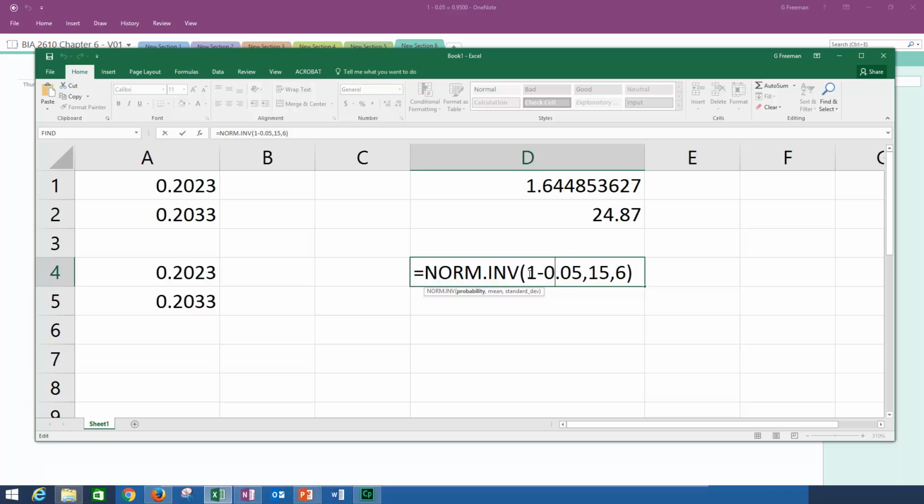But you've got to remember that the probability that you put into the inverse function needs to be the probability to the left. If you want to get the probability to the right, you have to subtract it from 1 and get it in the form of the probability to the left for the functions to work. But Excel will do these kinds of calculations for you.